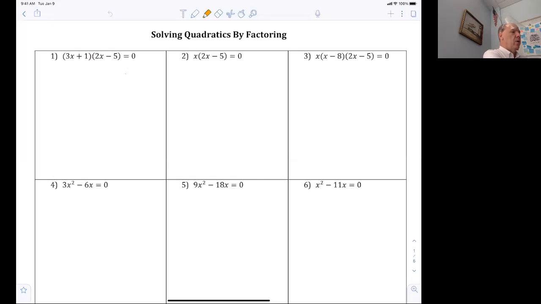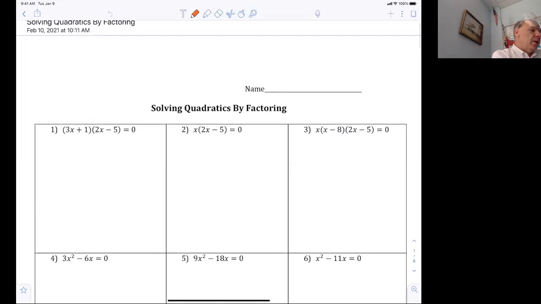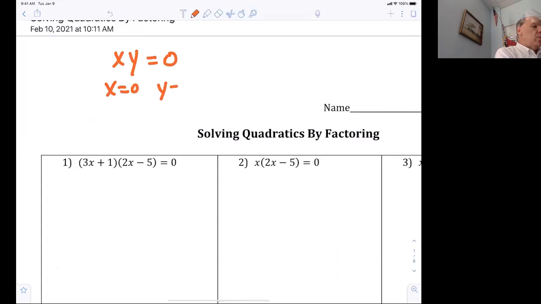Okay, now remember, I want everybody at the top of the page real quick. I want everybody to write down x times y equals 0. If x times y equals 0, can someone tell me what must be true? You are amazing. That is exactly right. That's called the zero property. If two things multiply together to equal 0, one of them has to be 0. Either x has to equal 0 or y equals 0.